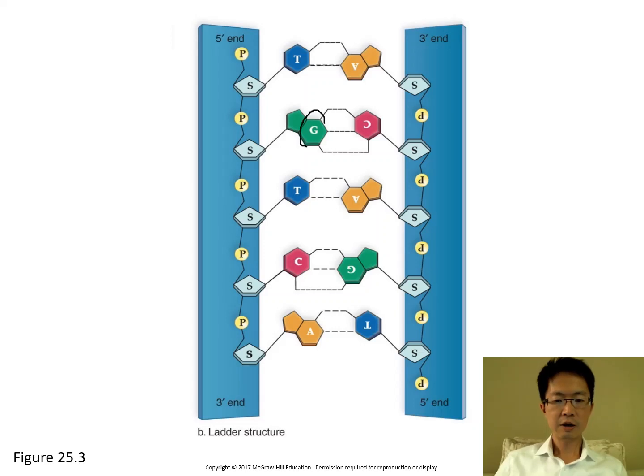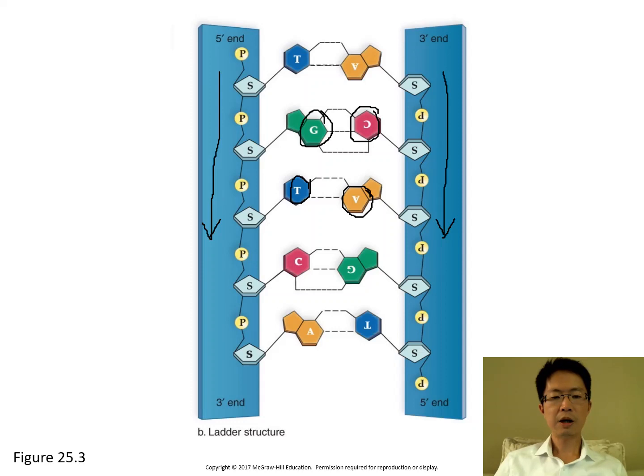G forms 3 hydrogen bonds with C, and T forms 2 hydrogen bonds with A. Okay, and then you can see that they are called anti-parallel, because from 5' to 3' on one strand, the other one is 3' to 5'. So they are in the opposite direction. But what do we mean by 5', 3'?